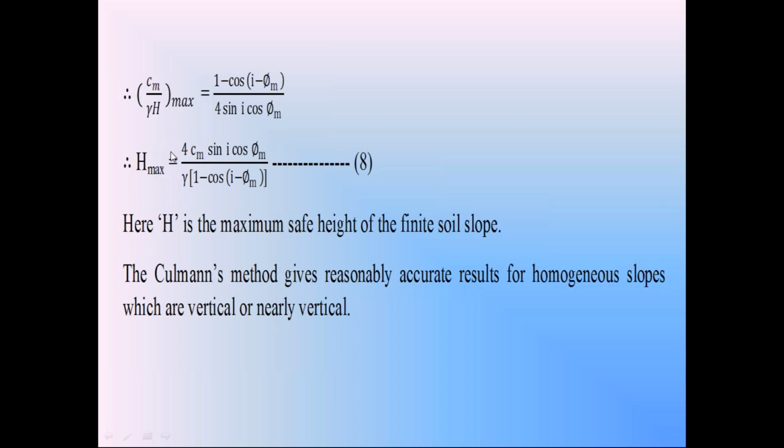If the height of the side slope in the embankment, earth dam or canal is less than this maximum height, the slope is stable. If the height of that side slope is more than this maximum height, the slope is unstable. So in Kalman's method, this is the equation to find the maximum height of the side slope.